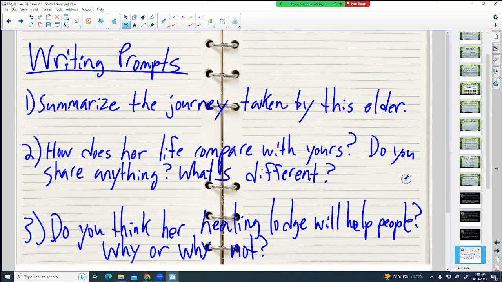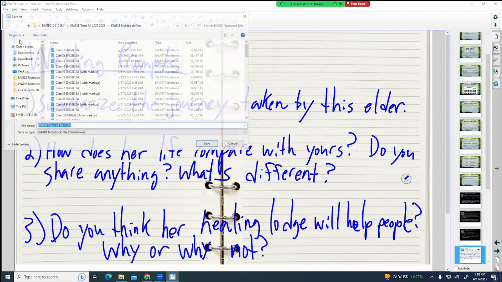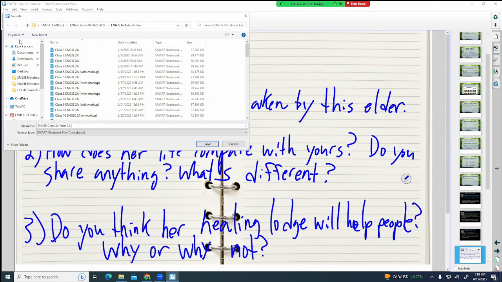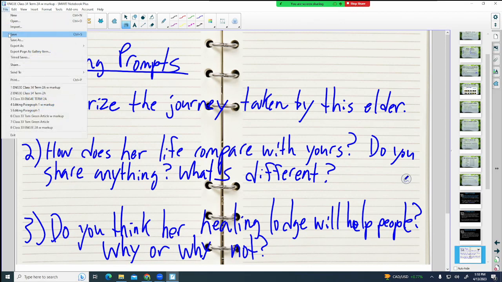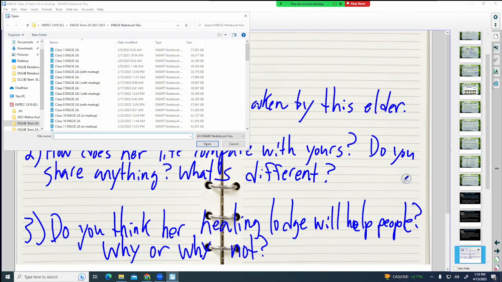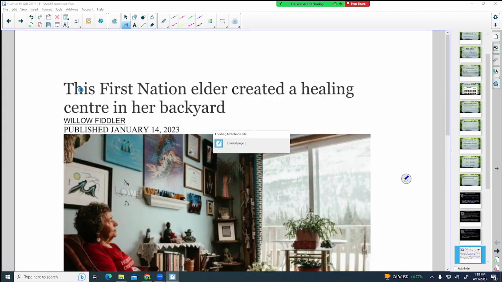All right, so just let me find that. Just going to save my work before I go on to the next thing. File, open. Okay, here we go.